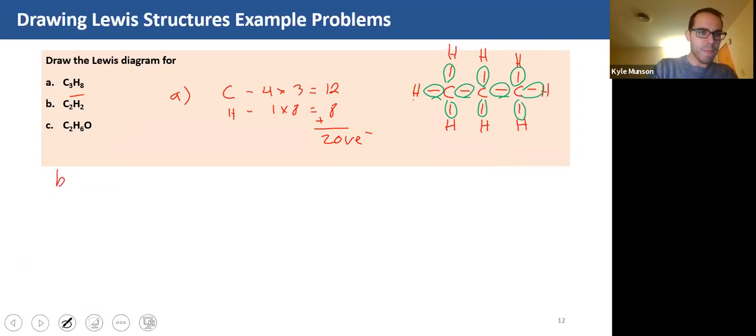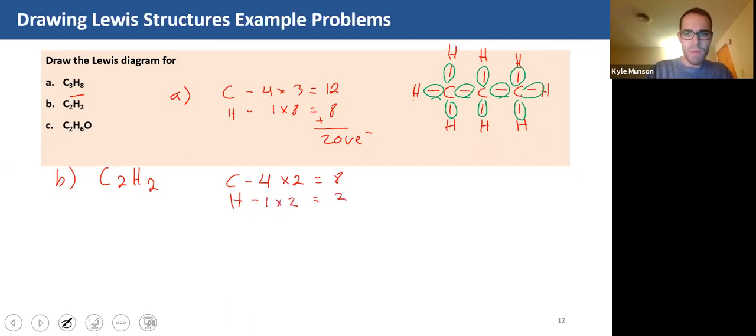Let's do the next one. So we have this compound here. Okay, why don't you try to do this next one actually? I've been doing a lot of them in a row just because this is a concept we haven't seen before. But why don't you pause the video and try to do the Lewis structure of this compound? Okay, so carbon, we have 4 valence electrons times 2, 8. Hydrogen, we have 1 times 2, 2. So we have 10 valence electrons.